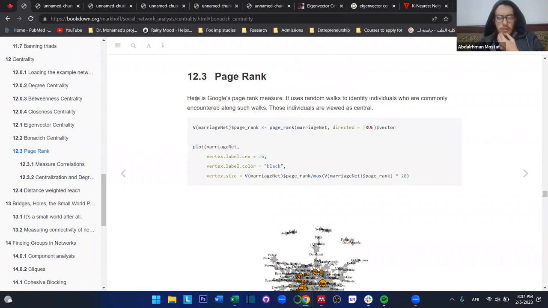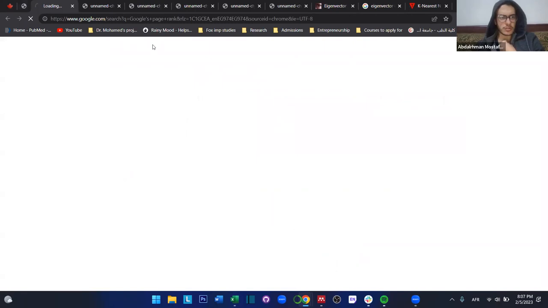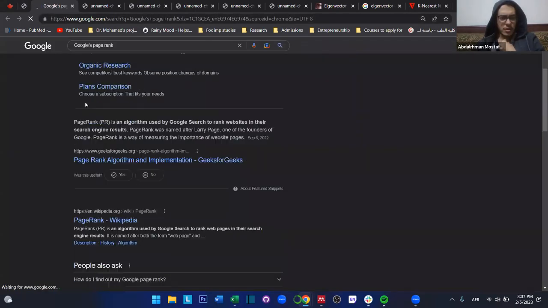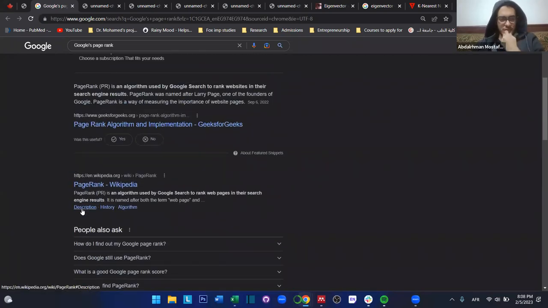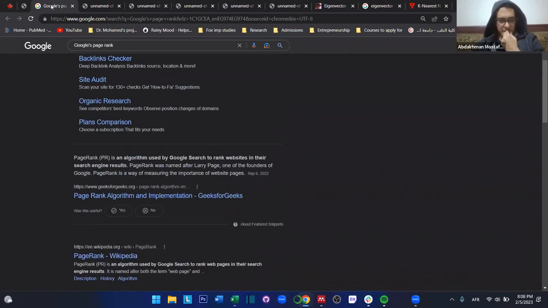So the next measure they go over is Google's PageRank measure. I am not sure what that is used for exactly. Perhaps you can Google it together right away. So this ranks the first website in the search engine. It was the first one. It was developed by Google. It ranks the search results according to importance, and it was named after Larry Page, who was one of the founders.